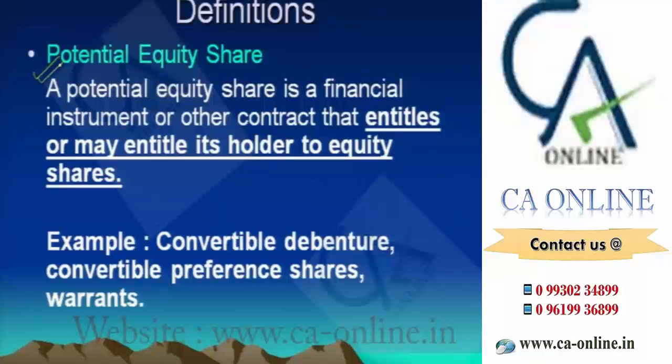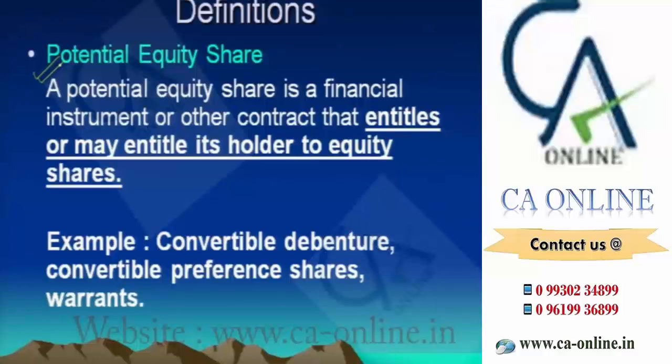Then in our syllabus we will study in this chapter options also. आपकी बुक में लिखा हुआ options. Then shares which would be issued on satisfaction of certain condition resulting from contractual arrangement. And share application money is also a potential equity share. Why share application money is also a potential equity share? Because it may also get converted into equity shares. So these are some examples of potential equity share.